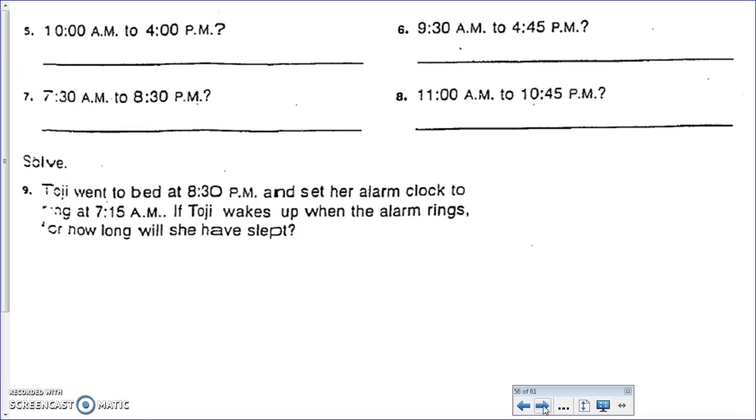For number 5, we're going from 10 a.m. to 4 p.m. So we know from 10 a.m. to noon is 2 hours. From noon to 4 is 4 hours. So altogether, we get 6 hours.